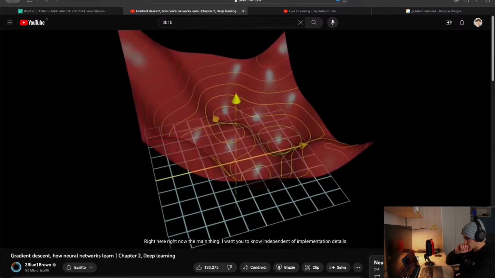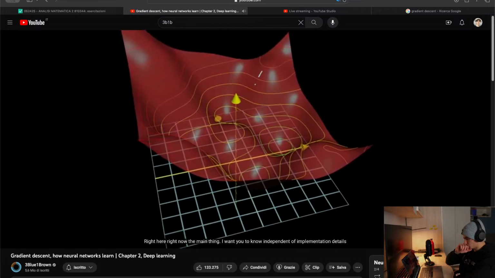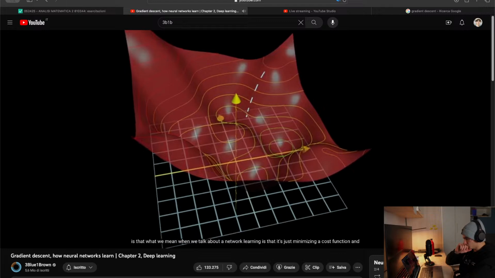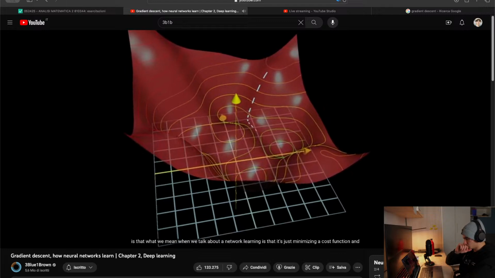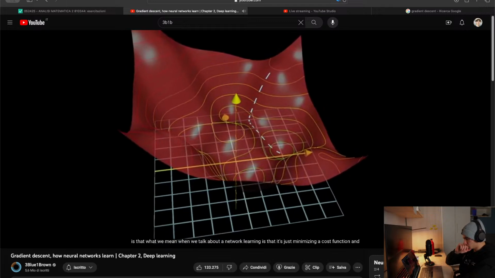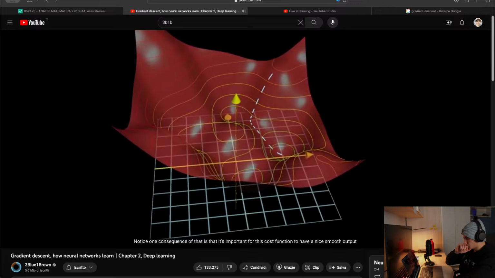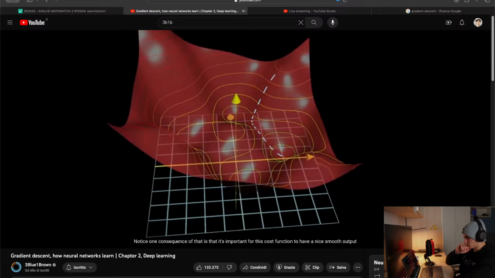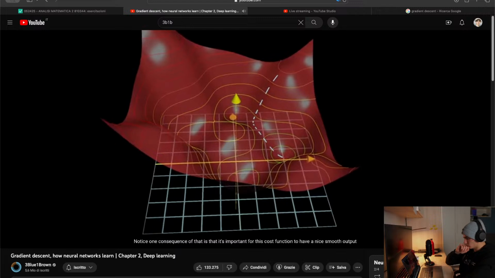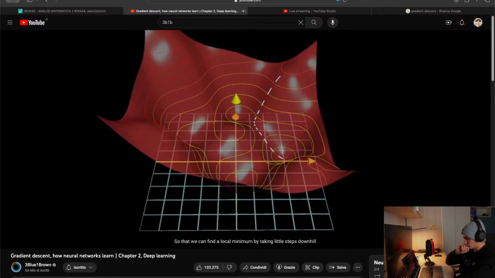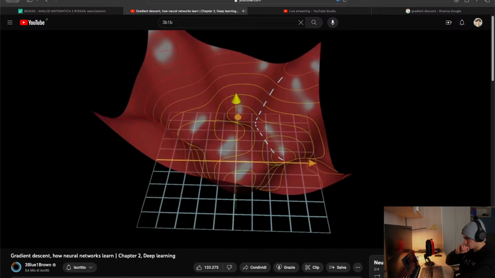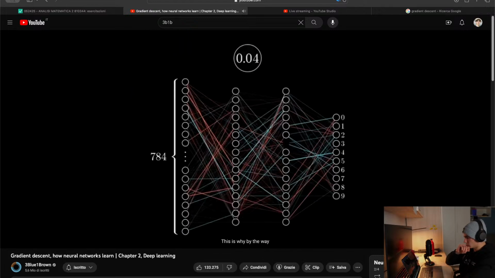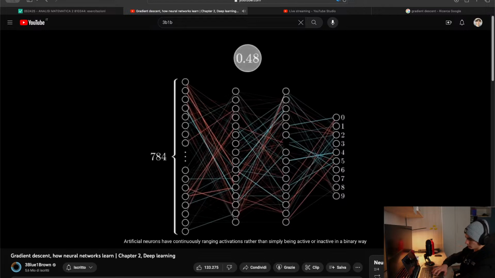Right here, right now, the main thing I want you to know, independent of implementation details, is that what we mean when we talk about a network learning is that it's just minimizing a cost function. And notice, one consequence of that is that it's important for this cost function to have a nice, smooth output so that we can find a local minimum by taking little steps downhill. This is why, by the way, artificial neurons have continuously ranging activations, rather than simply being active or inactive in a binary way, the way that biological neurons are.